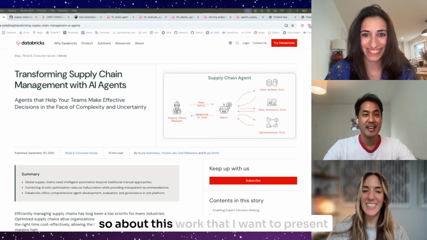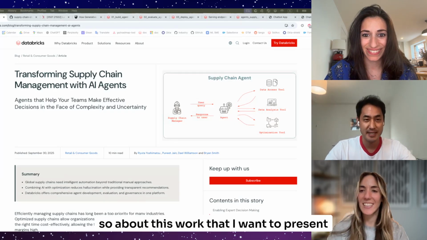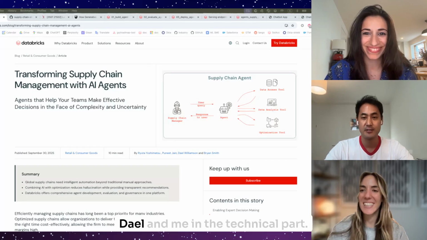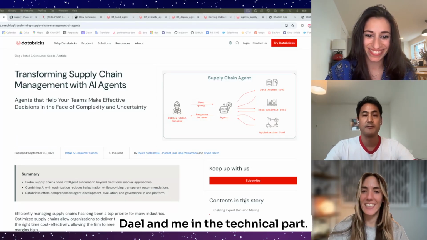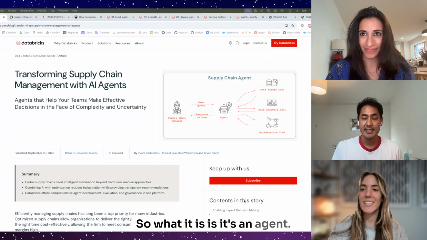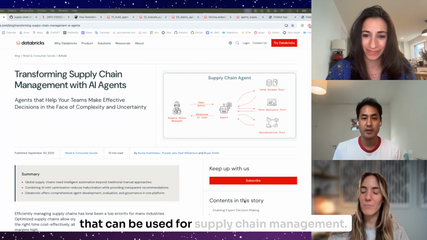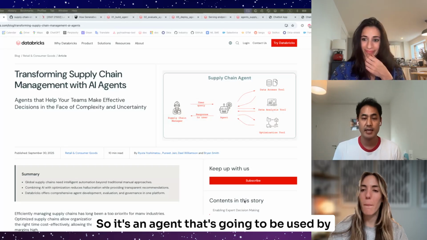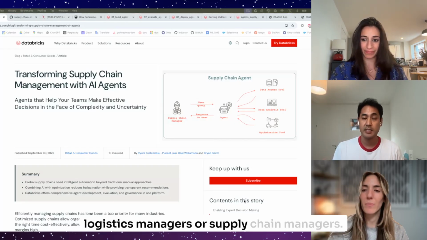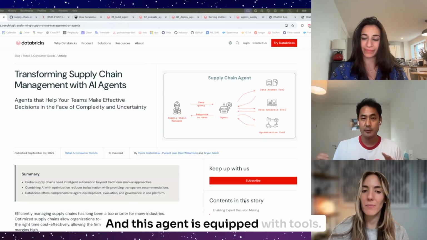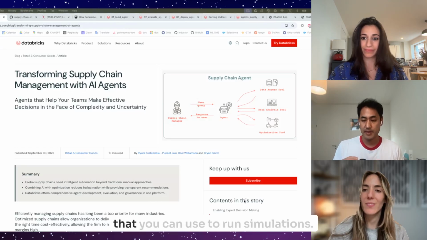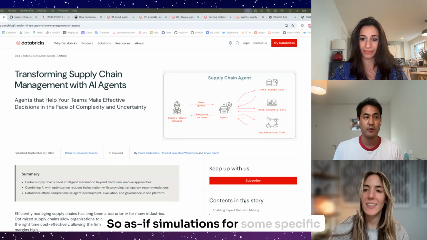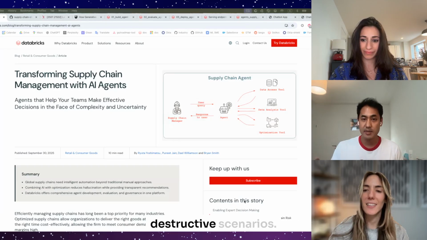About the work I want to present today, it's a joint work between Puneet, Jane, Dale, and me on the technical part. It is an agent that can be used for supply chain management, by logistics managers or supply chain managers. This agent is equipped with tools that you can use to run simulations for some specific disruptive scenarios.